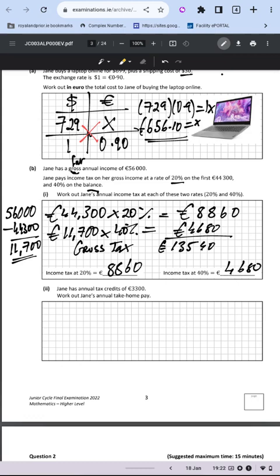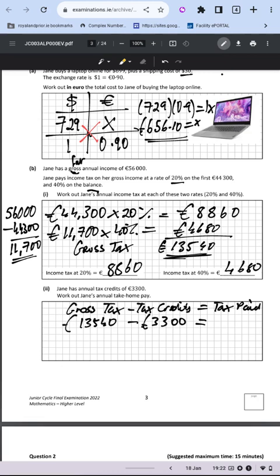She has tax credits, so it's like a wee voucher they give us back. So what we need to know is your gross tax minus your tax credits equals tax paid. So our gross tax there, we worked it out up here, is 13,540 minus my tax credits of 3,300. I'm going to work that out. I get 10,240. That's how much tax they paid.